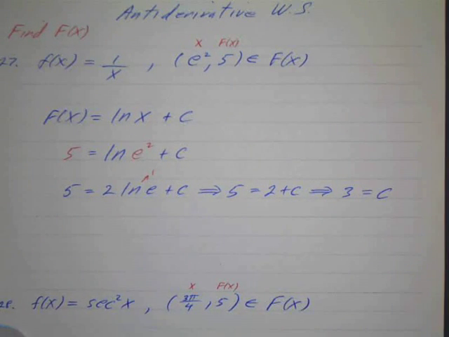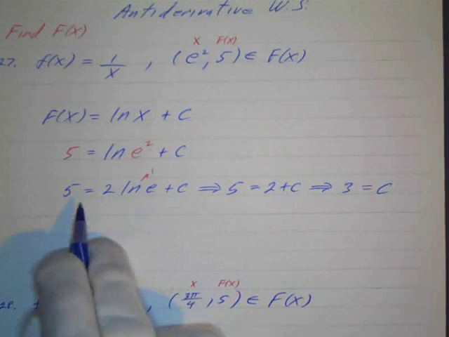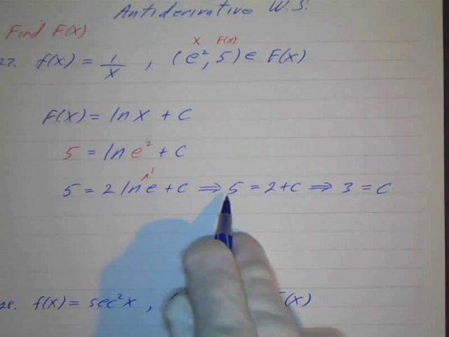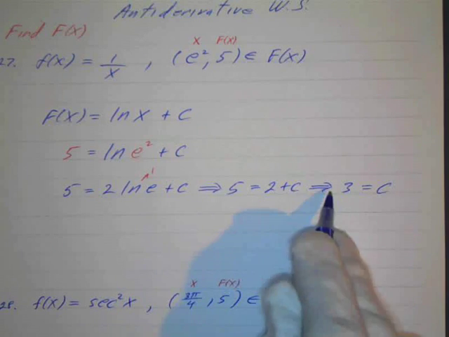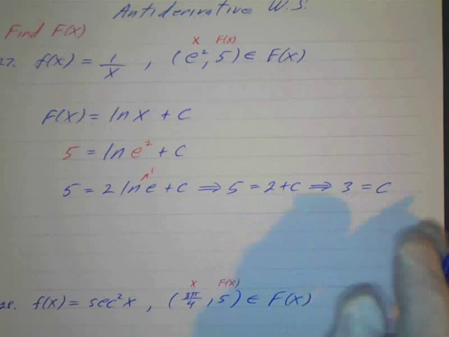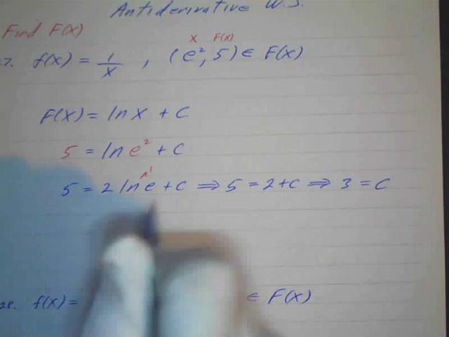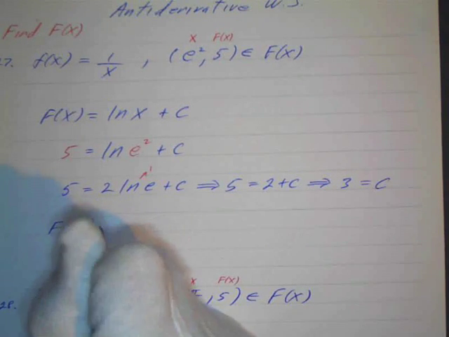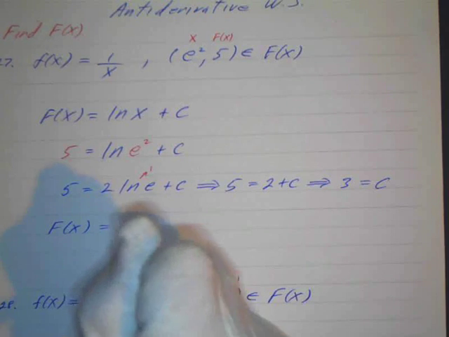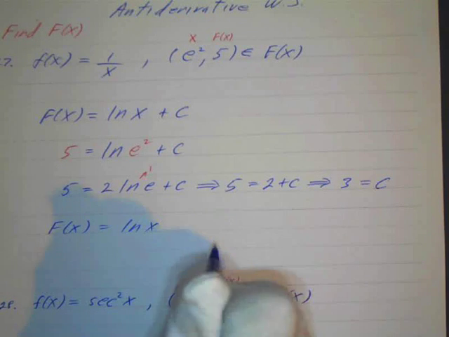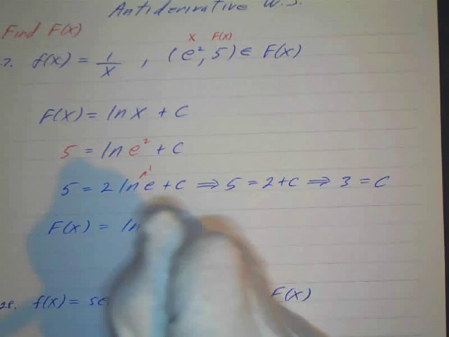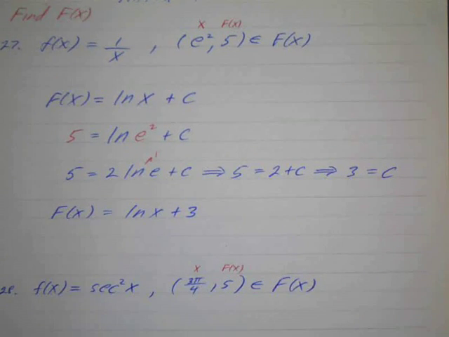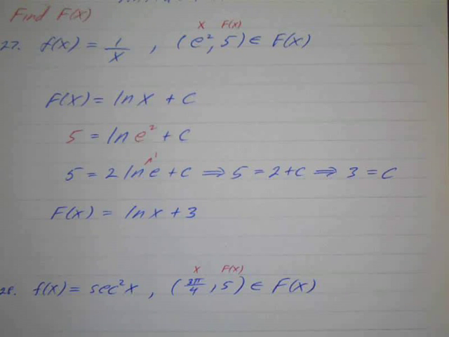Okay? So 5 equals 2 natural log of e plus c implies that 5 equals, this is just 2 plus c, which implies if I subtract 2 from both sides, that 3 equals c. So now I've got my c, so I can just put that right in there, capital F of x, or the antiderivative equals the natural log of x plus 3. All right. So as long as you know your properties of logarithms, no problem.